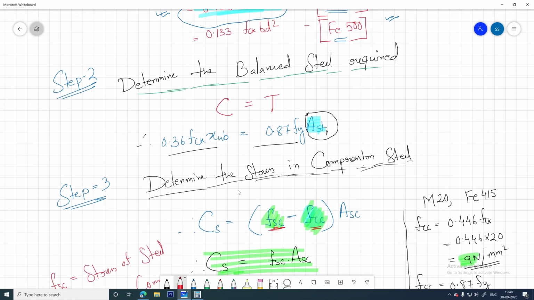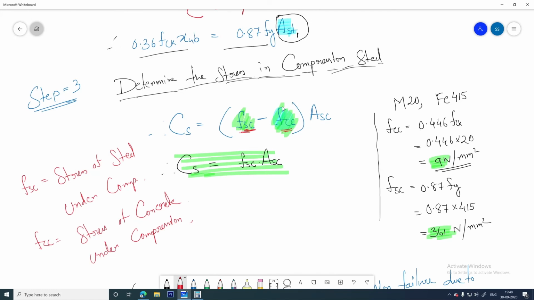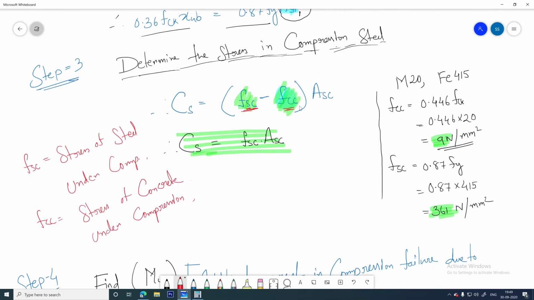Now coming to this portion, step 3, you determine the stress in compression steel. So stress in compression steel can be determined by using this formula. This is CS, this is actually the compressive force due to the effect of the steel reinforcement which is provided at the compression side of the beam, and that force equals stress into area. The stress is FSC, the stress of steel under compression, minus the stress of concrete under compression, into the area of steel under compression. We can neglect this FCC as the value is very small compared to this FSC.